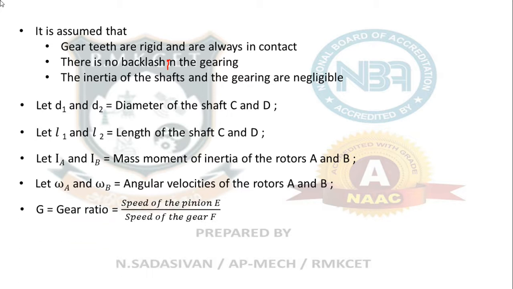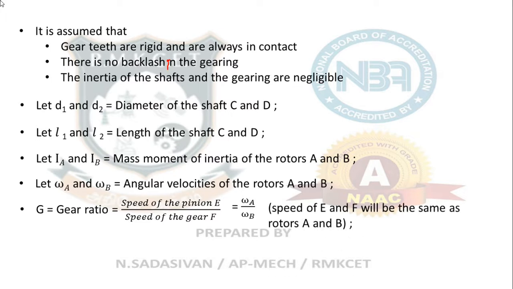So speed ratio, I think you know this very well. For years you will be studying this in your design. I don't know whether you are having it this semester or next semester. So gear ratio is the speed of the driving gear divided by the speed of the driven gear. Pinion is your driving gear, wheel is your driven gear. The first shaft, the upper shaft, is driving, and the lower shaft is driven. That speed ratio is called the gear ratio: omega A by omega B. The speed of E and F will be the same as the rotors A and B because they are sitting on the same shaft. This is needless to say, but for mathematical sake they are telling.